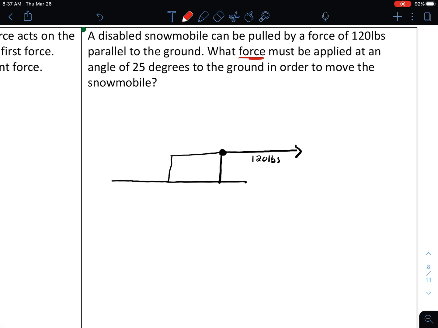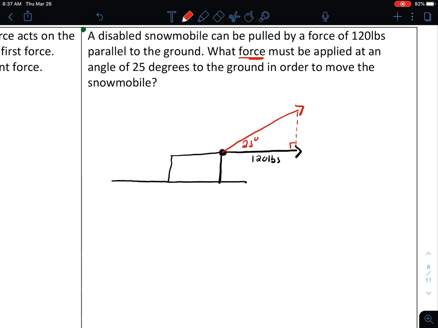Well, you want to know what force has to be applied at an angle of 25 degrees to that vector. Well, I would not come to the end point here and draw my force vector there. The reason why I won't do that is because I'm not adding the two vectors together. I want to know, well, what's the magnitude of F going to have to be to have that horizontal component? So I'm going to draw a vector from the edge of the snowmobile, and the angle in between them is 25 degrees.